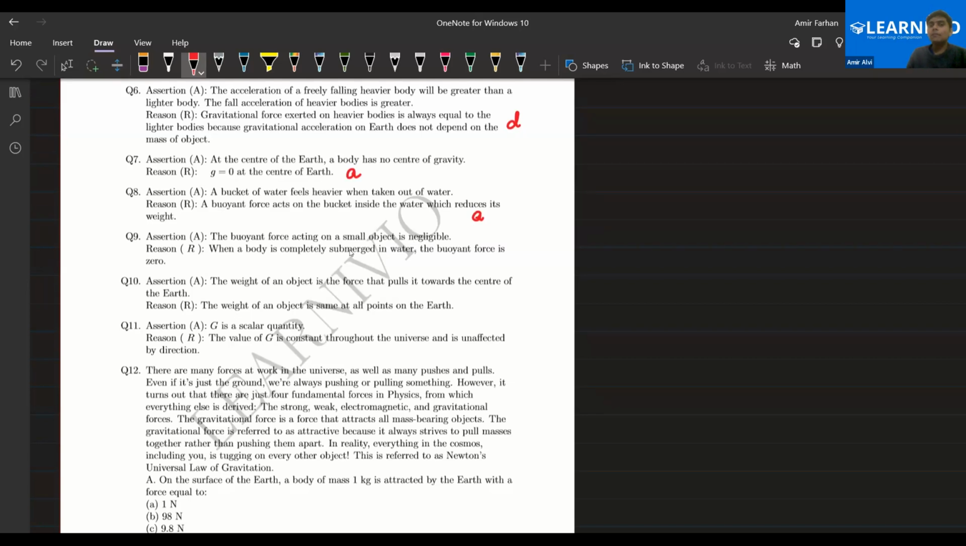Next: the buoyant force acting on a small object is negligible. When the body is completely submerged in water, the buoyant force is 0. Is it 0 when the body is completely submerged? No. I'm asking all of you, bolo. It would be maximum, 0 nahi hoga. So the assertion is right, the reason is false, because the buoyant force acting on the small body is almost negligible. Yes, we know this thing. So that is C.